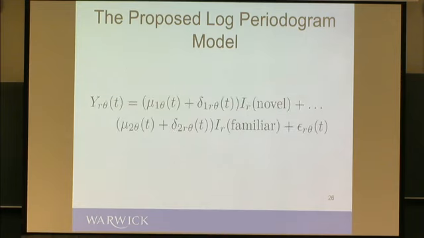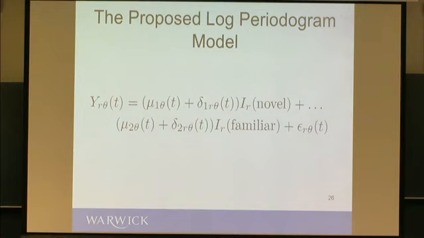We can also extend this to, essentially, nothing more than a linear model, where for novel trials we have its own mean structure with replicate-specific deviations, and same thing for familiar trials. I do have some preliminary results, but unfortunately I think it's too preliminary to show you right now. Hernando and I are still fine-tuning some of the algorithms for estimating these parameters.